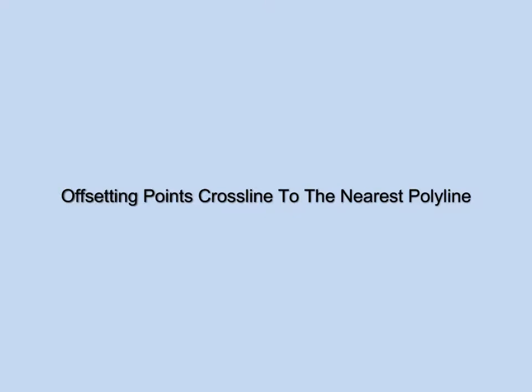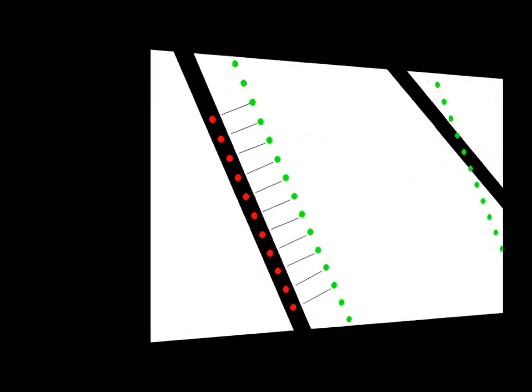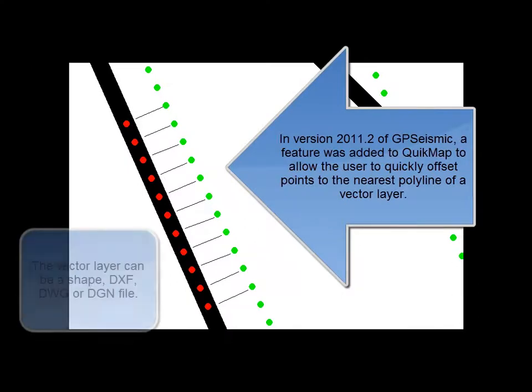This presentation will look at offsetting points cross-line to the nearest polyline in a vector layer using QuickMap. In version 2011.2 of GPSeismic, a feature was added to QuickMap to allow the user to quickly offset points to the nearest polyline of a vector layer. The vector layer can be a shape, DXF, DWG, or DGN file.